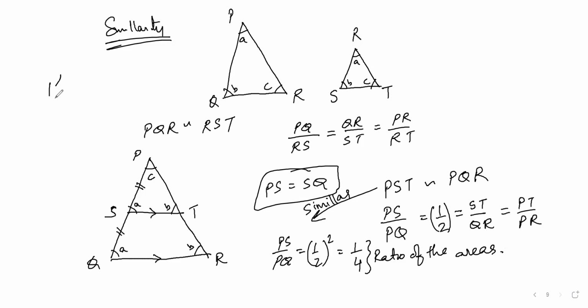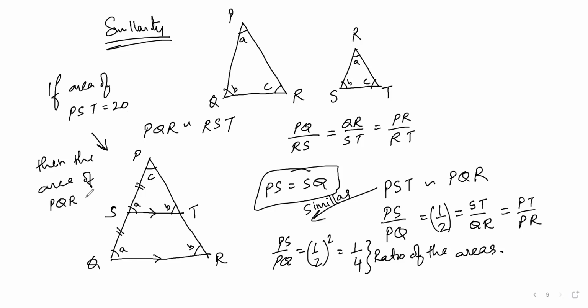Therefore, if the area of PST in this example was, let's say, 20, then the area of PQR would be how much? It will be 1:4, so it will be 80. And you can check it out by taking an example.